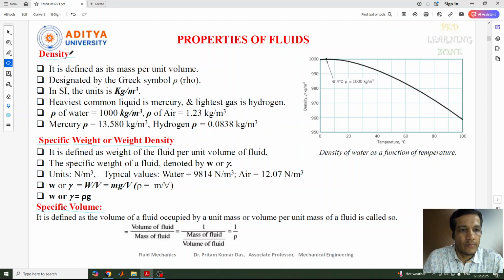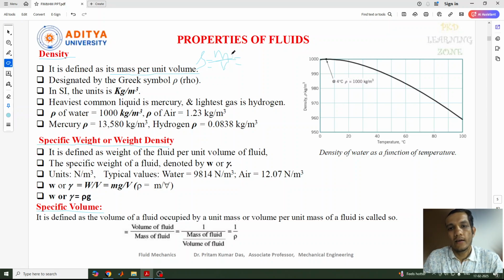Let's first discuss the density of the liquid. The density of the liquid is defined as the mass per unit volume, that is, the mass of the liquid, m, divided by the volume of the liquid or fluid. This density is denoted by the Greek symbol rho. So rho equals mass by volume.